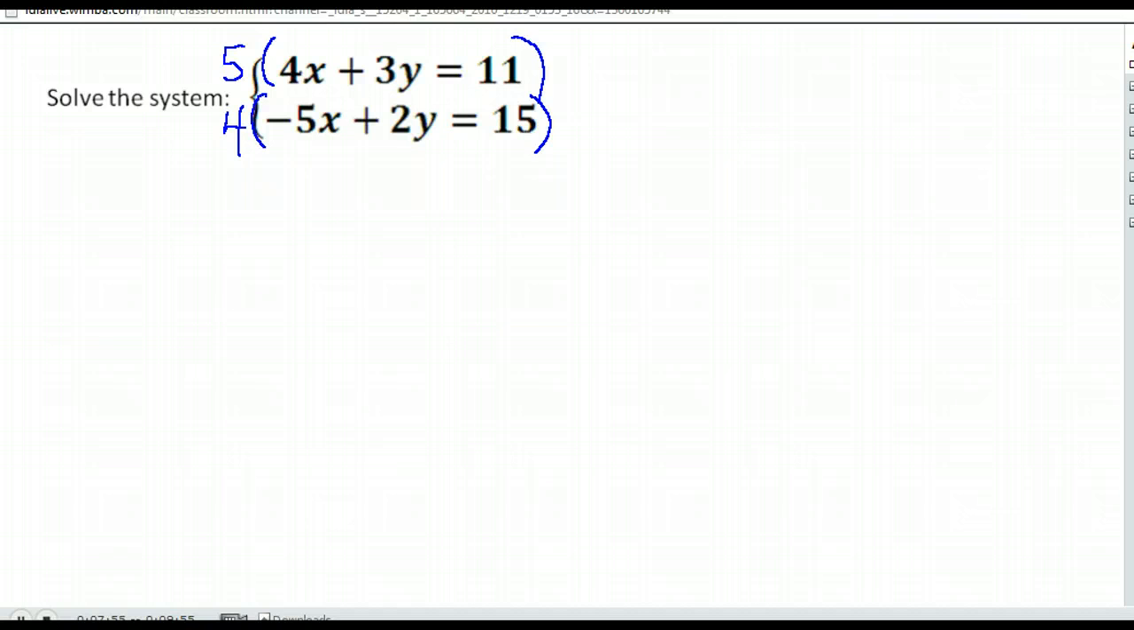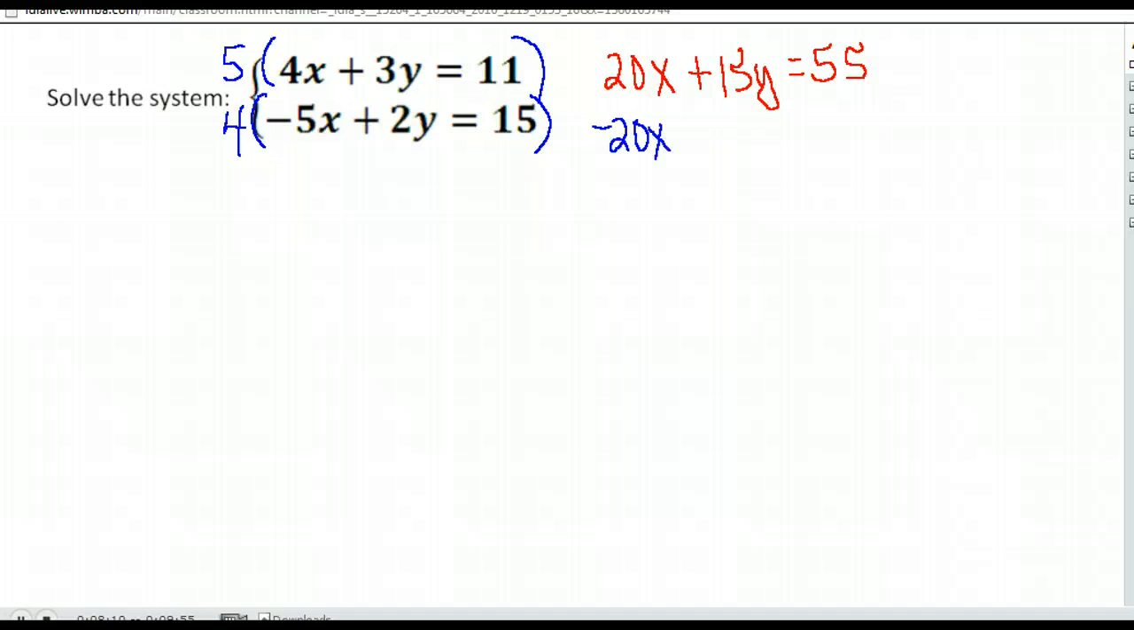This top equation, I get 5 times 4x gives me 20x. 5 times 3 is 15y equals 5 times 11 gives me 55. The second equation, 4 times negative 5 is a negative 20x. 4 times 2 is 8y. And 4 times 15 gives me 60.